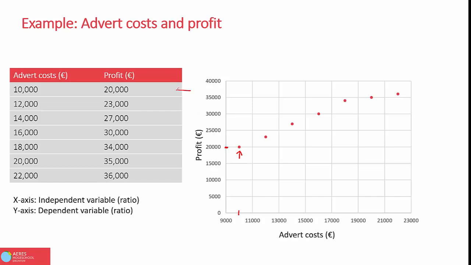So you see this line in my table represents one data point. This line in my table, 12,000 on advertisements, we find a profit of 23,000. So that's also one data point. And so we see for every row that we have in our table, we find a data point. Seeing these data points, again, we are tempted, and that's actually what we're looking for, we are tempted to draw a line through them, to find a relationship between these variables.